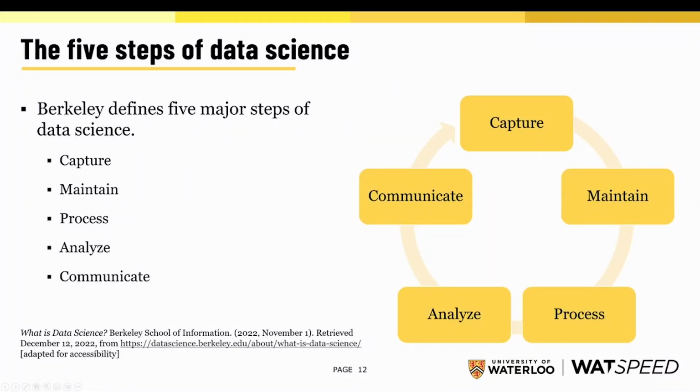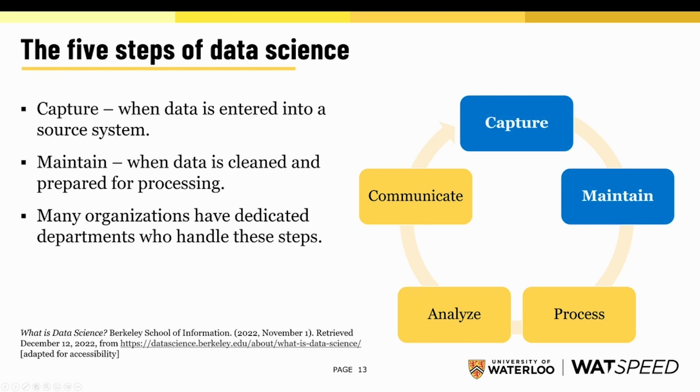Let's talk about the 5 steps of data science. Berkeley defines 5 major steps of data science: capture, maintain, process, analyze, and communicate. Capturing is when we enter data into a system. Maintaining is when we clean and prepare that data for processing. You may work for organizations that have dedicated departments that handle these steps. Perhaps you have a department that has an extract, transform, and load, or ETL process.